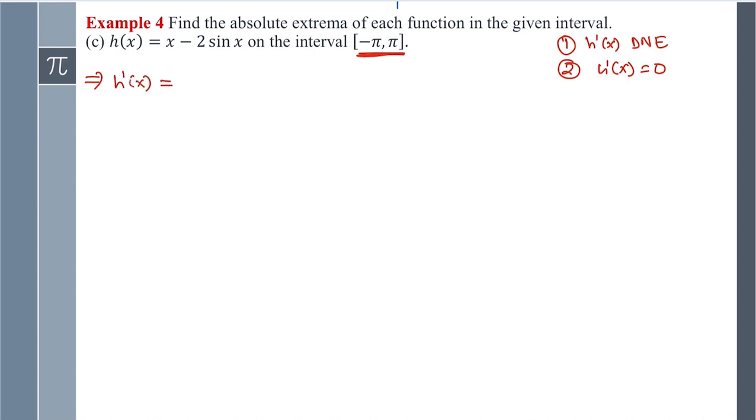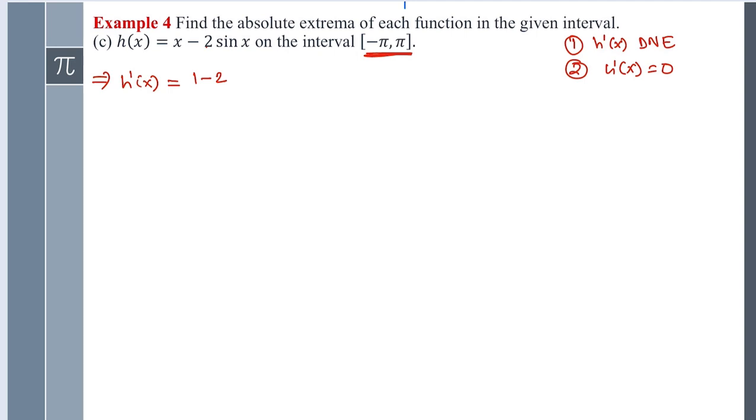Okay, so let's go ahead and find the derivative of this function. The derivative of x is just 1, then minus 2, which is a constant coefficient, times sine x, and the derivative of sine x is cosine x. Now cosine is a continuous function, so there's no point where the derivative does not exist. It exists everywhere in that interval. So this case does not apply here, and we are going to look at the second case, where the derivative is 0.